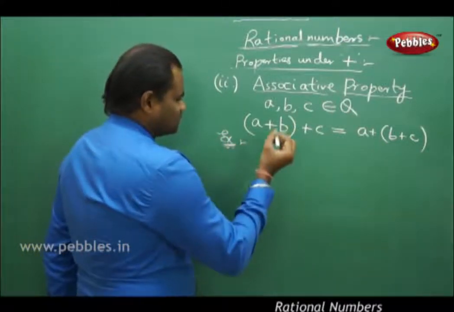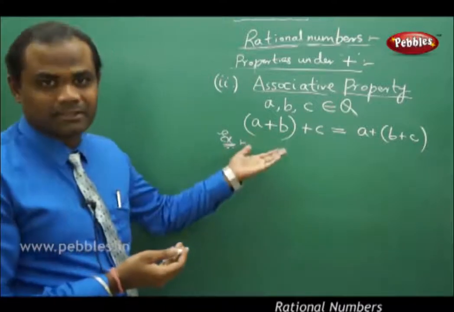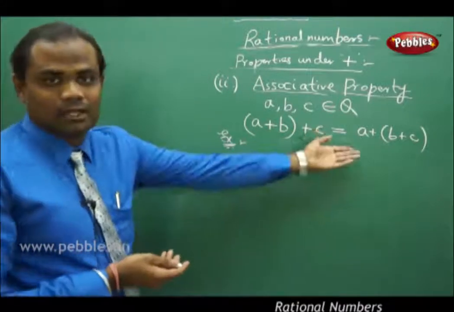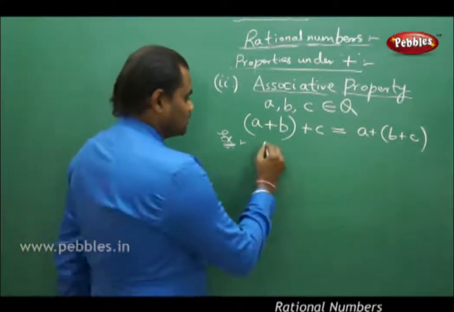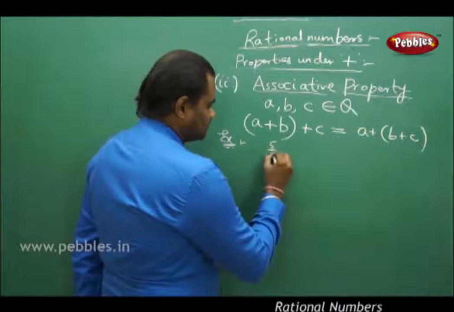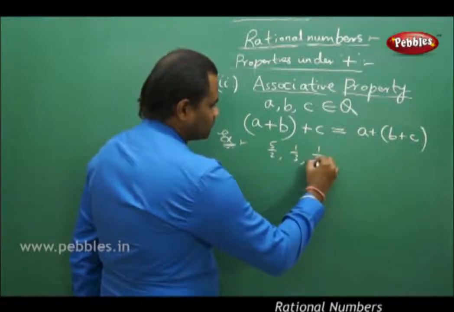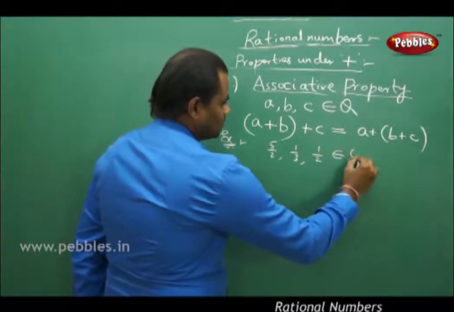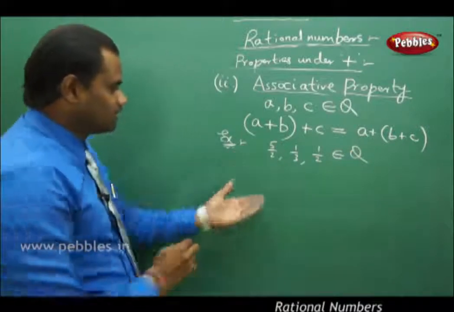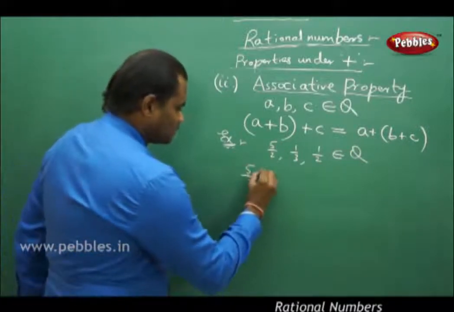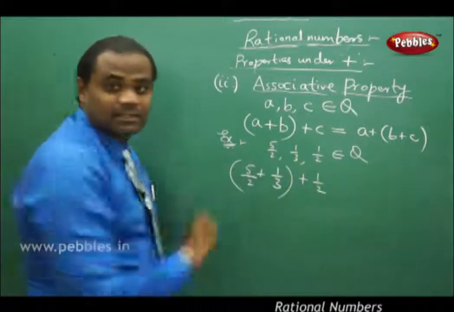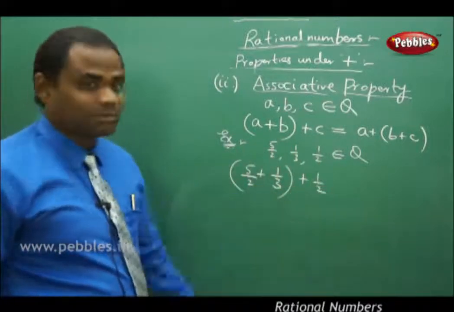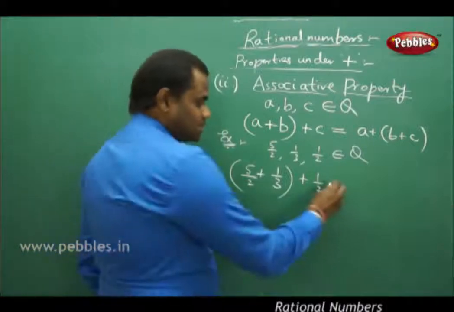For example, you can verify this as in the previous case with three different numbers and just substitute on the left side and the right side and make them equal. So let me take 5/2, 1/3, 1/2 belonging to Q. So let me take the left hand side, (A + B) + C. Then this I simplify and let's see what exactly we get.